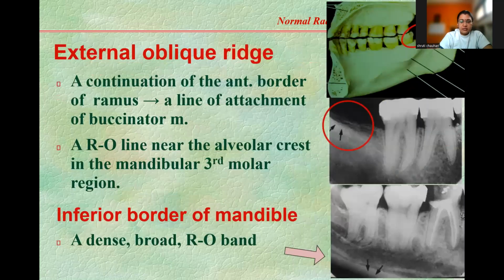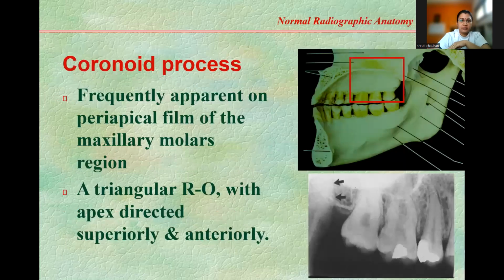Okay, then external oblique ridge, this is the anterior continuation of your ramus, and you will see it as an extra opacity, like an extra whiteness over here in the area behind your third molars, right? Inferior border of the mandible, we all know it is going to be over here. Okay, and how do you know that it is the inferior border? Because after that there will be full darkness or blackness. Right?